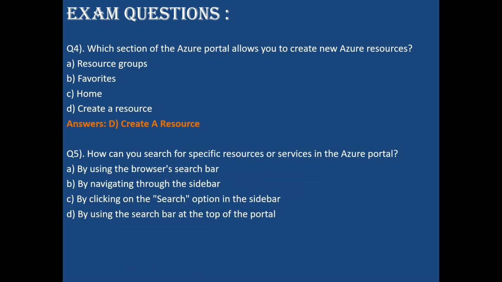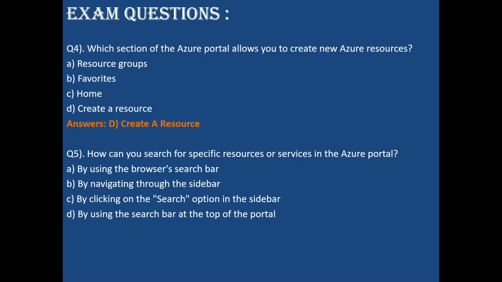How can you search for a specific resource or service in the Azure portal? So there are multiple ways. So one of the easiest ways is by using the search bar at the top of the portal. That is answer D. Okay, by using the search bar at the top of the portal. By clicking on the search option in the sidebar. So in the sidebar, you don't have any search option. Option C is ruled out.